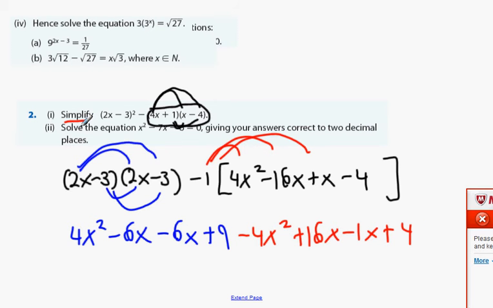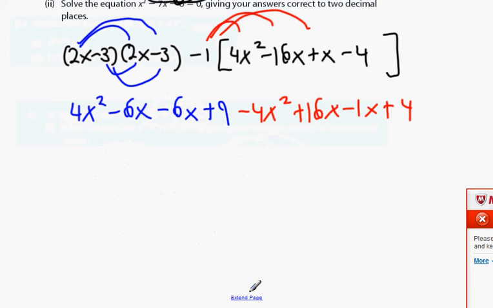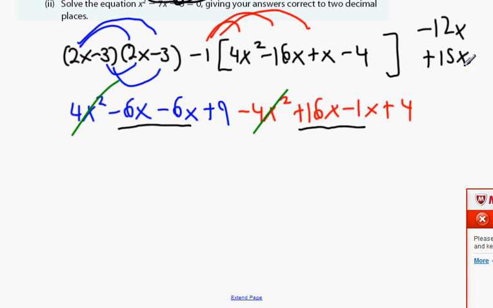That means that you're not going to get any x equals at the end. It's just going to be a bunch of numbers. And that's all you can do with it. So, what cancels? The x squared terms cancel. After that, what do the x terms add up to? So that's minus 12x, and then we also have 15x. So minus 12 plus 15 is 3x, and then finally the regular numbers, 9 and 4: 3x plus 13 is your answer.